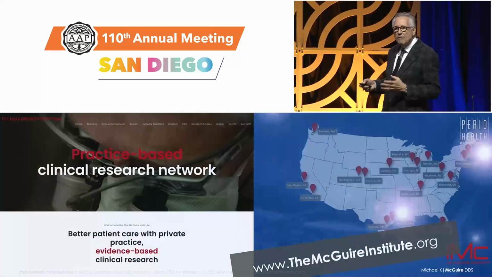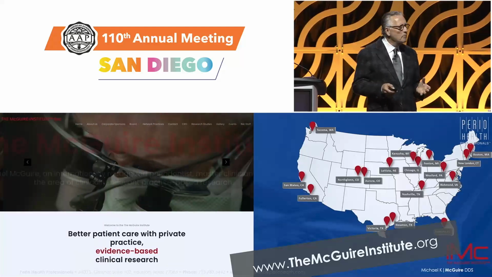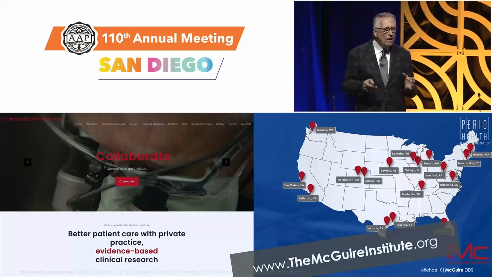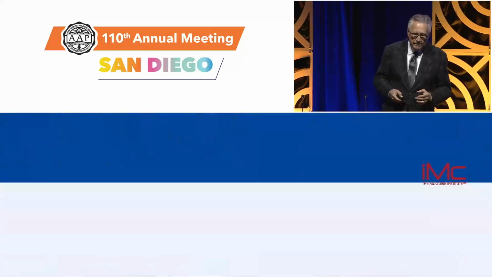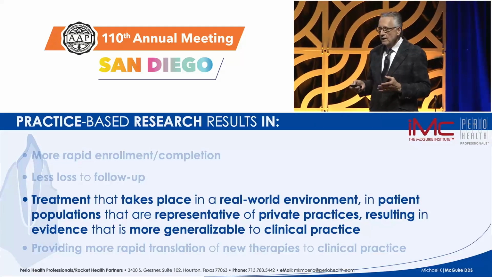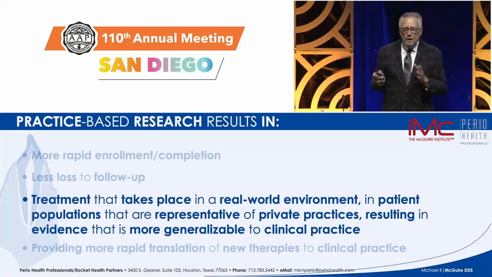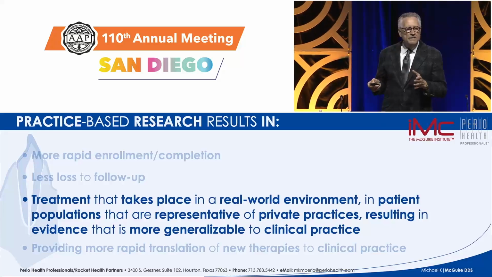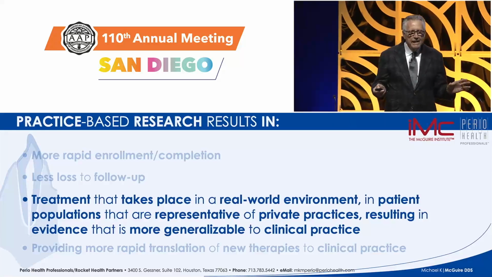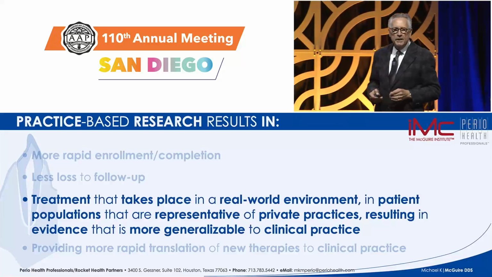Just as important as the level of evidence that you're going to rely upon is where was that evidence created? All of the studies I'm going to show you today, the evidence was created in practice-based research. And what that means is the outcome should be relevant to your practice. Practice-based research does a lot of things, but one of the most important is it provides treatment that takes place in a real-world environment on patients that are representative of private practices, not studies done in environments that could never be duplicated in your office on patients that look nothing like your patients. And that means that the results should be results that you can use to treat your patients come Monday morning.